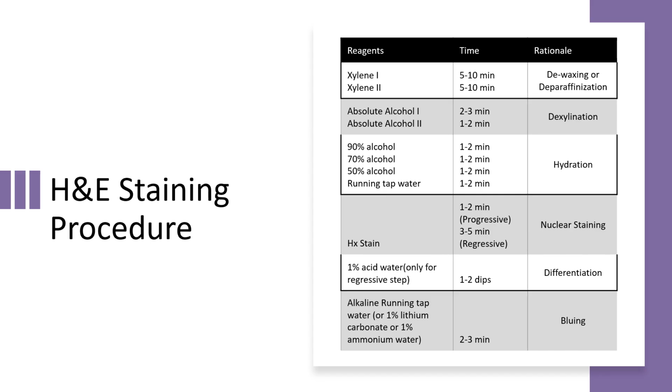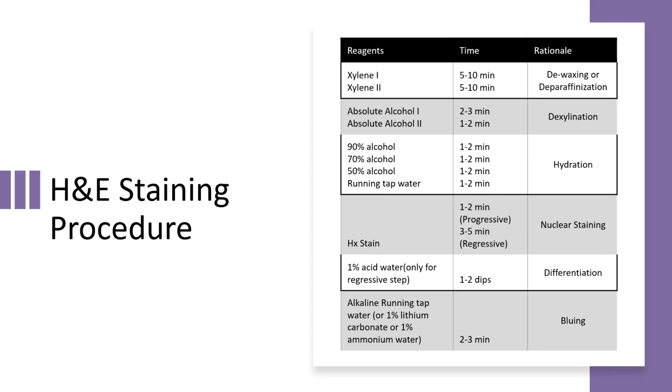As you know, hematoxylin is a basic stain, so it will stain the acidic components of the tissue. Nuclei are usually acidic in nature, so hematoxylin will stain the nuclei. That's why this is known as the nuclear stain. The duration is 1 to 2 minutes for the progressive and 3 to 5 minutes for the regressive hematoxylin staining procedure.